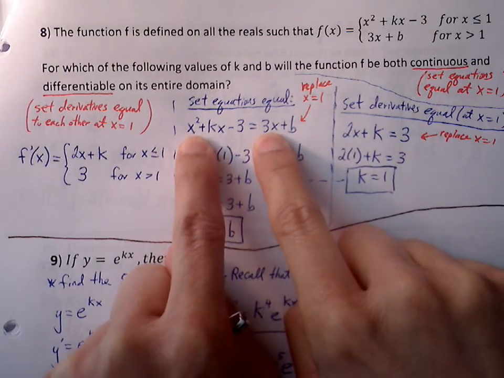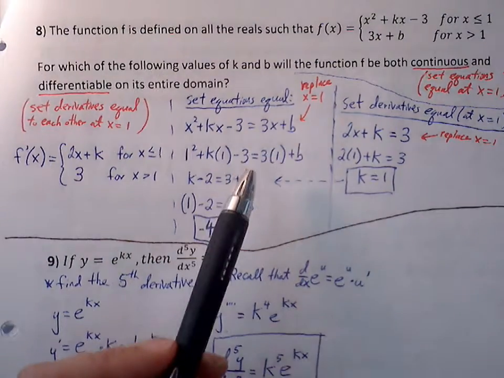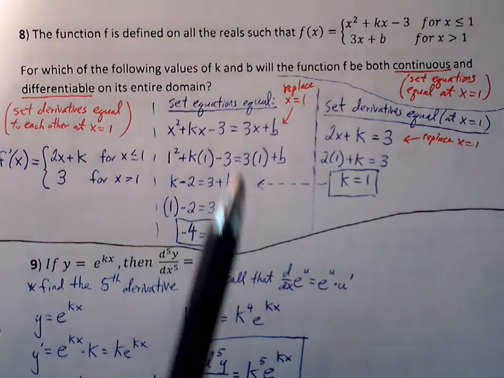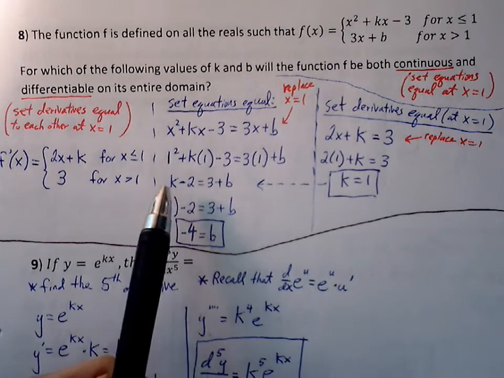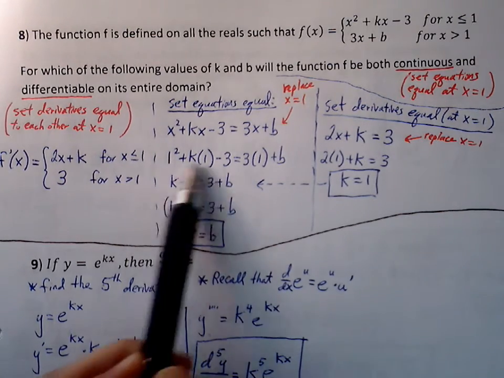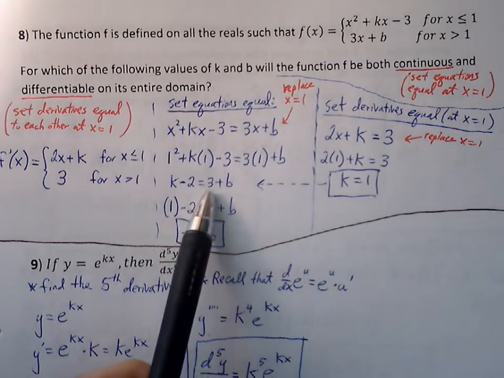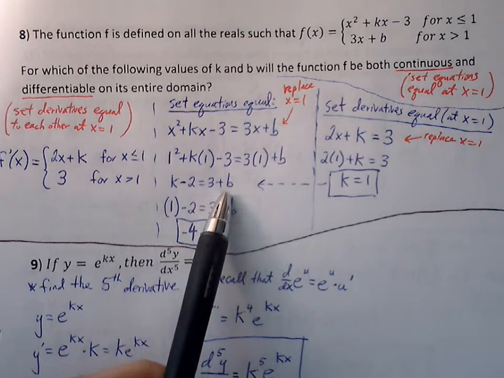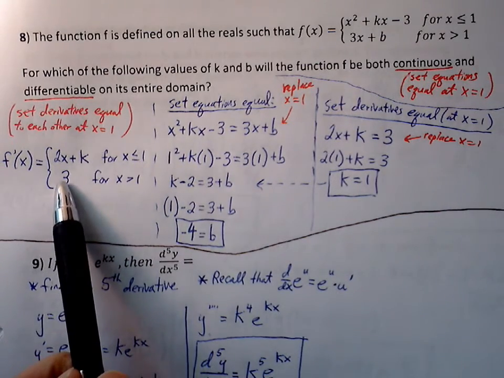So now I'm going to set the two equations equal to each other and replace my x with 1. So I get 1 squared plus k times 1 minus 3 is equal to 3 plus b. Combining like terms, I'm left with k minus 2 is equal to 3 plus b. And that's maybe as far as I can go. We're not going to be able to solve for k or b, so we need something else. And that's where the second equation is going to help us out.